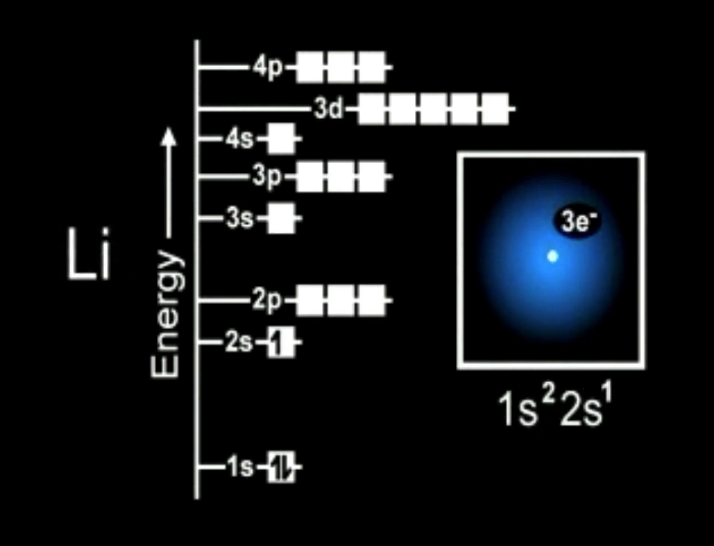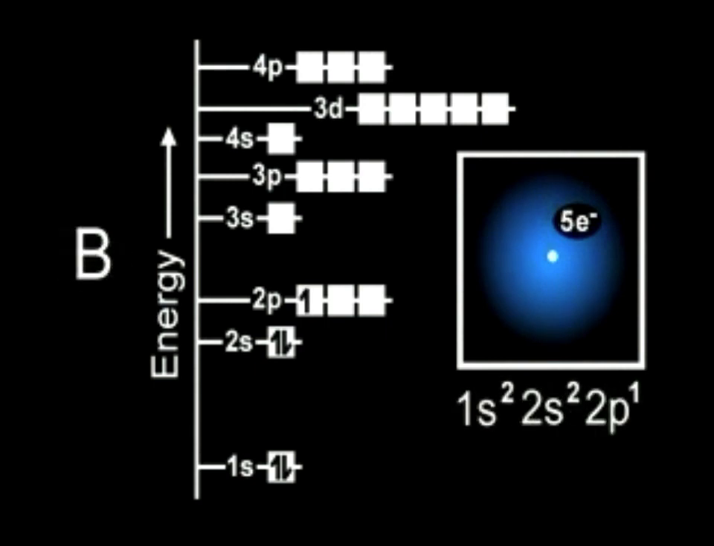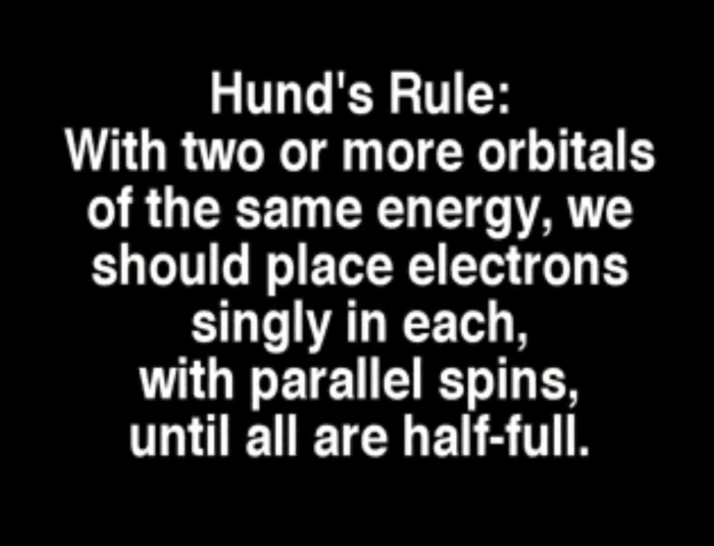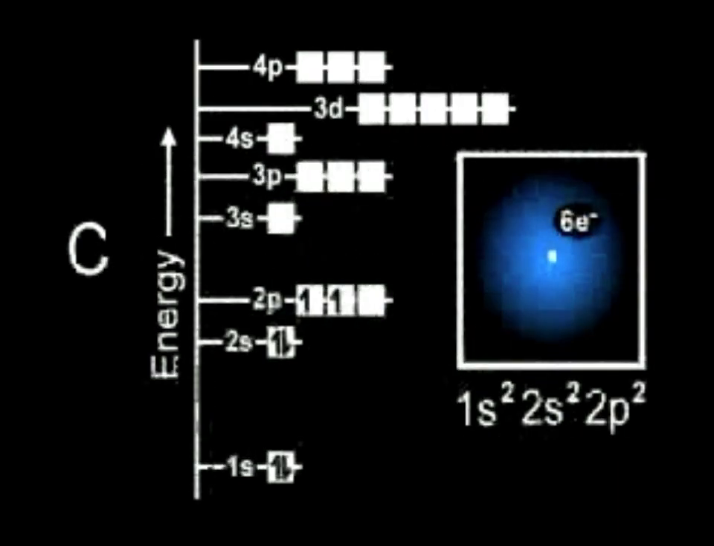With increasing atomic number, the electrons occupy orbitals of increasing energy. With carbon, we encounter a new question. Because there are 3 degenerate 2p orbitals, that is, orbitals of equal energy, Hund's rule tells us that with 2 or more orbitals of the same energy, we should place electrons singly in each, with parallel spins until all are half full.